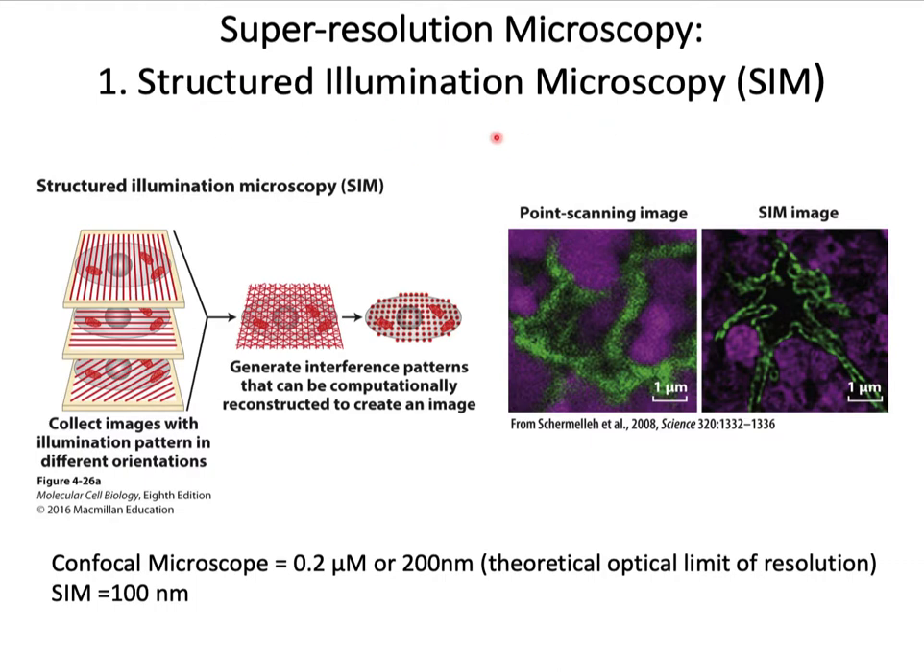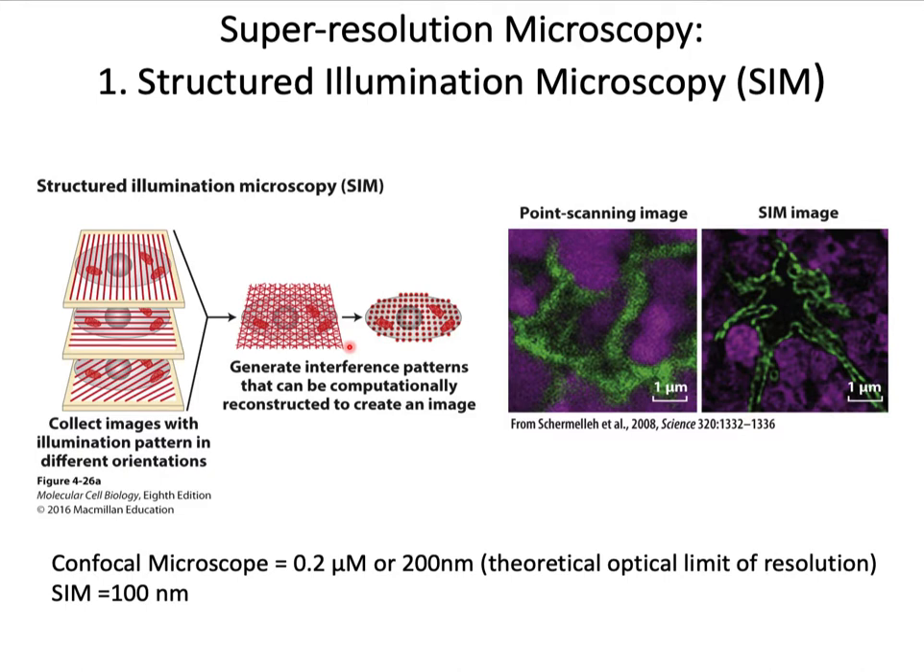In structured illumination microscopy, or SIM, the sample is illuminated in a pattern of light and dark stripes, and several images are taken as the illumination is rotated, generating interference patterns that can be mathematically reconstructed to generate a higher resolution image. This is only possible by the advancements of computational power and the ability to run very complex algorithms.